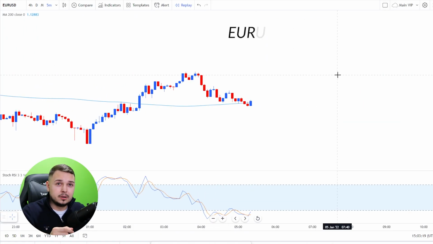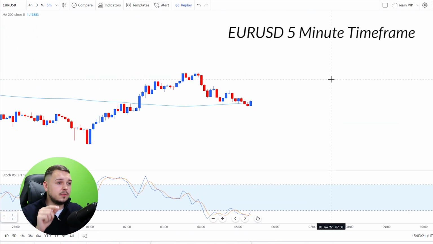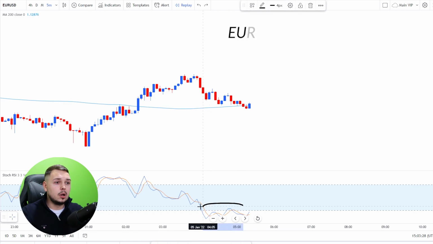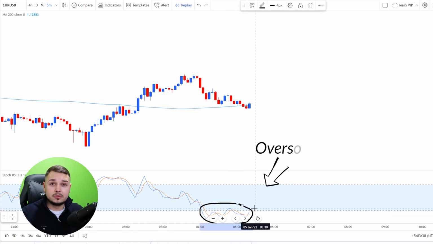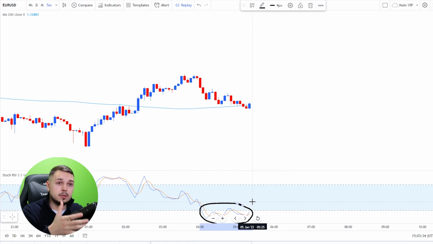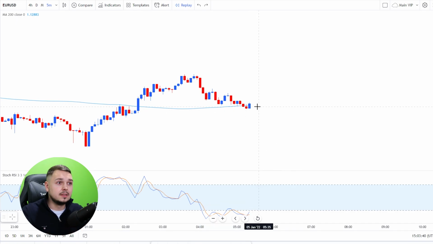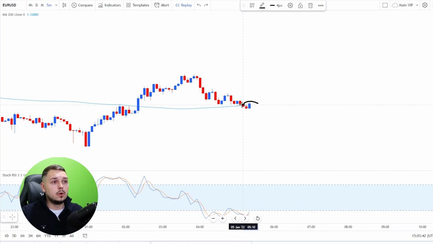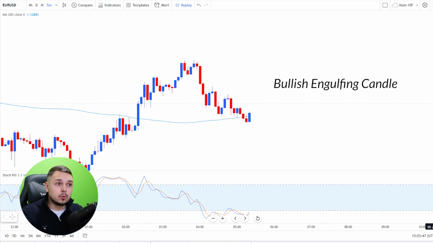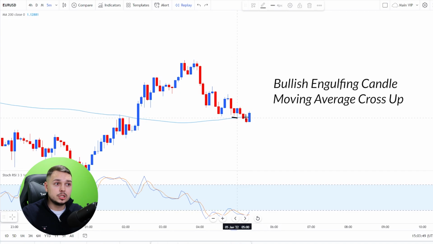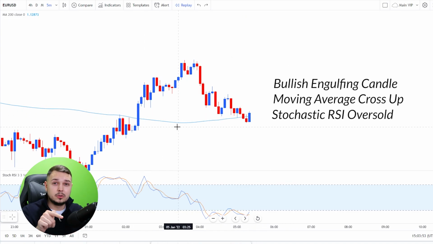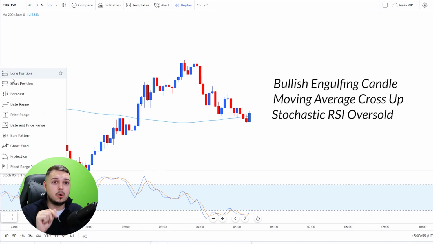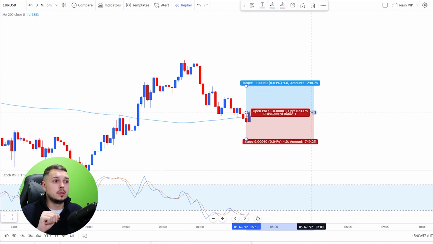So look at this trading opportunity. This is Euro USD 5-minute time frame. We are currently oversold on the Stochastic RSI, which usually indicates that buying pressure is coming forth. And we certainly are seeing some buying pressure. Bullish engulfing candlestick close and a cross of the 200 moving average line, right? We can see a nice cross and bullish engulfing candle. This could be a great opportunity to buy. So let's see. Long position, we would buy it.